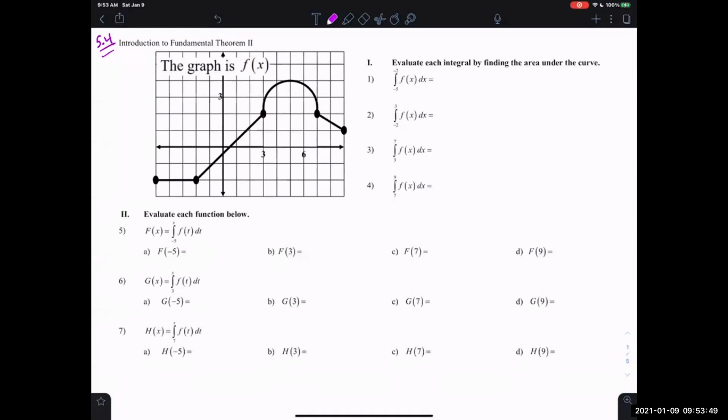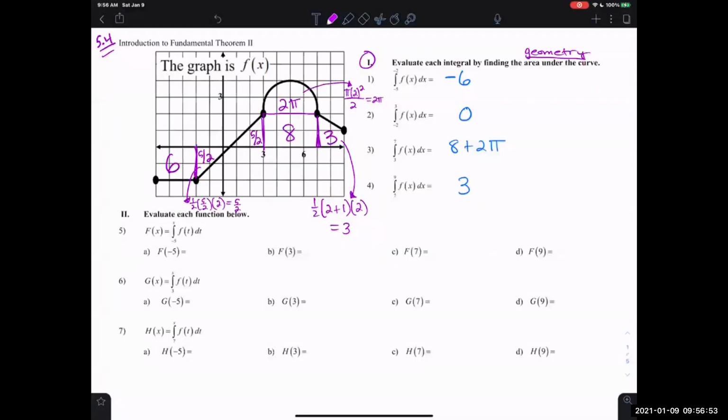So Roman numeral 1 is a nice little warm up of some of the things we've been doing from sections 5.1 to 5.3. I would like to pause the recording and have you do it, as well as, if you haven't printed out your own set of notes, you can do that at the same time. We are going to start with Roman numeral 1, and we're going to evaluate each integral by finding the area under the curve. So that is by using geometry right now. I'm going to go ahead and pause this and I will be right back with you.